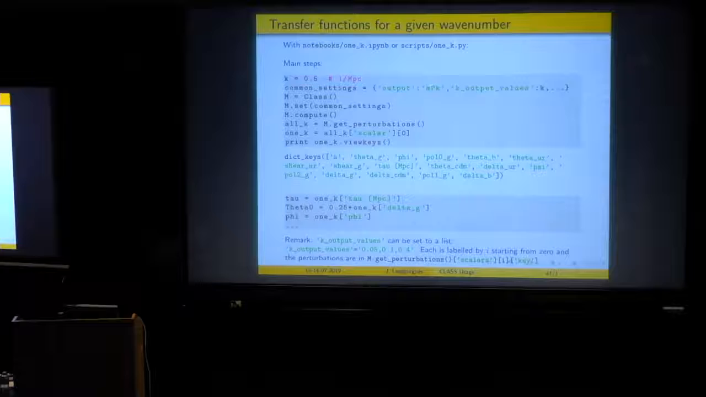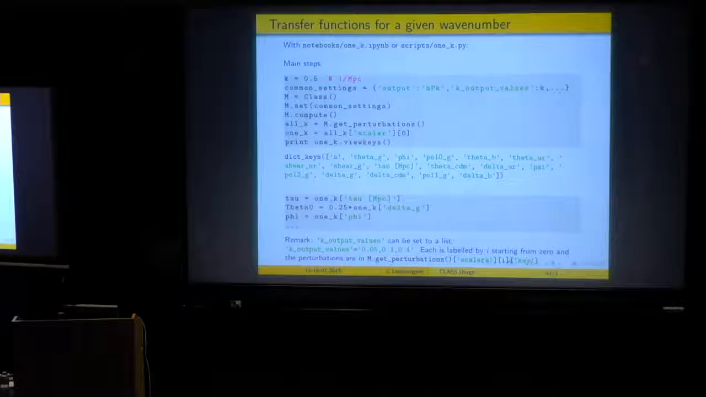Suppose that I had scalar and tensors. I would get scalar and tensors here, and I would have 0, 1, 2, 3, 4, and they would refer to the different values of k. Here I only have scalars. I only have one value of k. So to get the evolution of perturbation for the scalar and this value of k, I evaluate the output of get_perturbations with these indices, and I put the result in one_k.